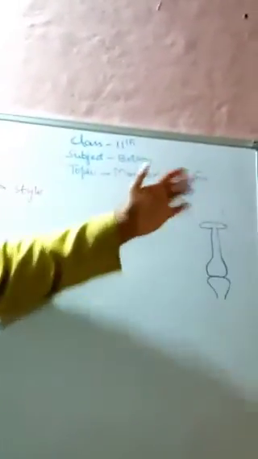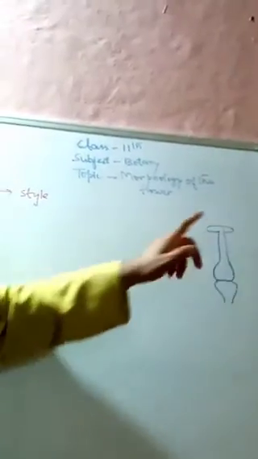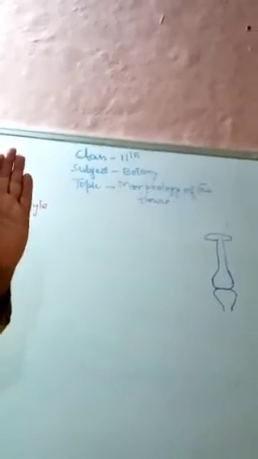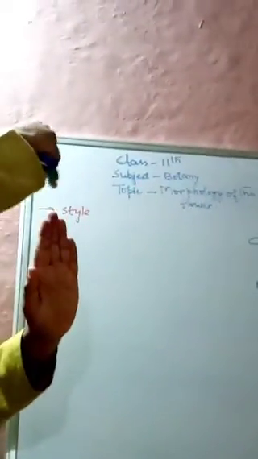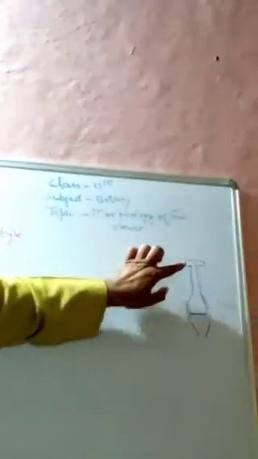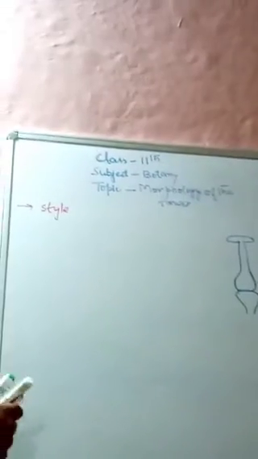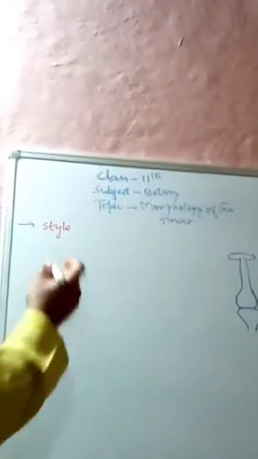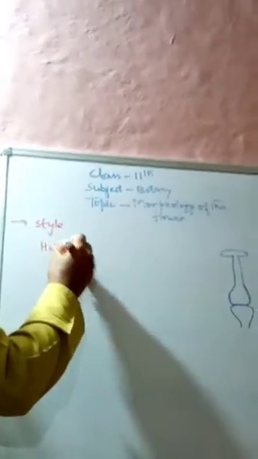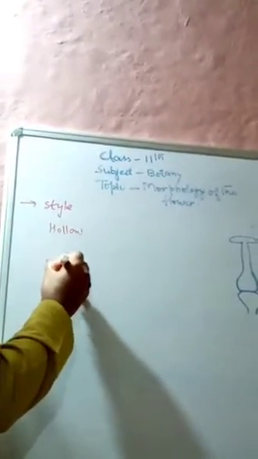So we can say the position of the stigma during pollination is such that the style stays in a way that the stigma may receive the pollen from the anther during the process of fertilization. Now this style may be hollow, or it may be solid.